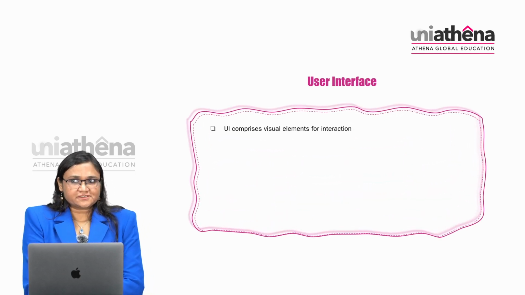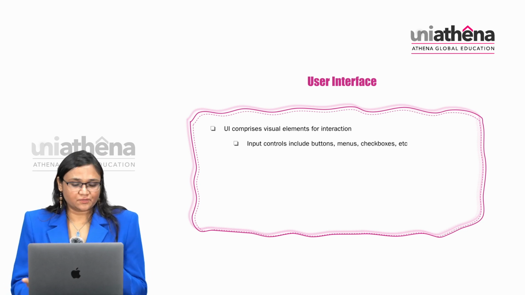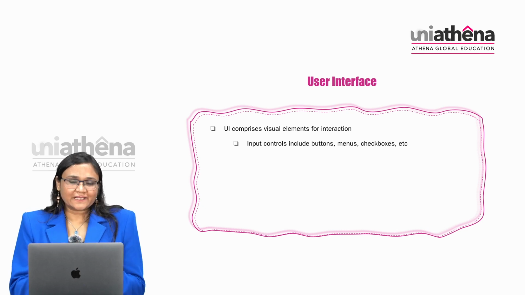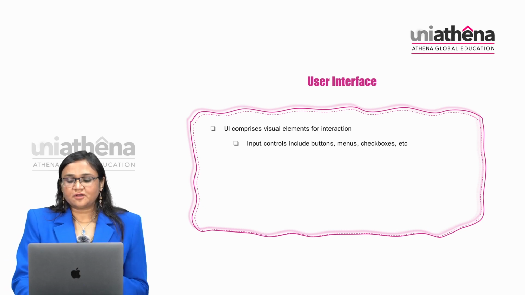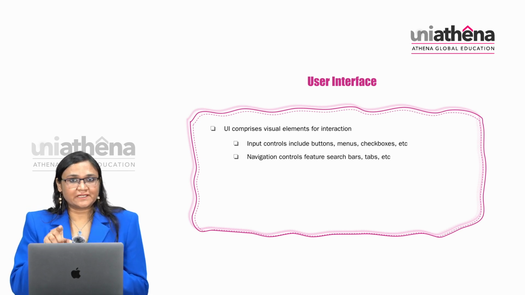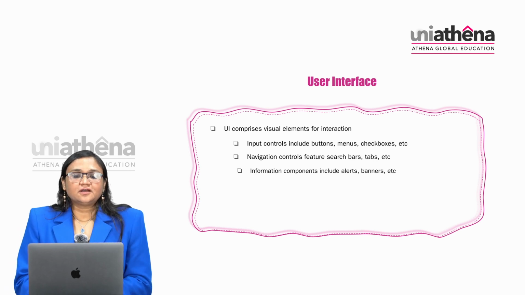User interfaces comprise visual elements that are used for interacting with the users. For example, input options like buttons and menus. We click them, we check them. These are the actions we can perform. Navigation controls like search bars or tabs. We can click the tabs, we can enter a search and search for something.